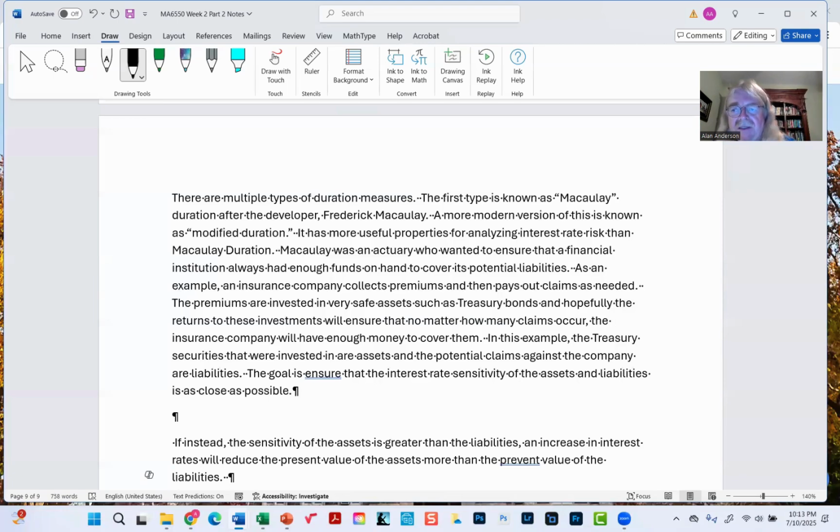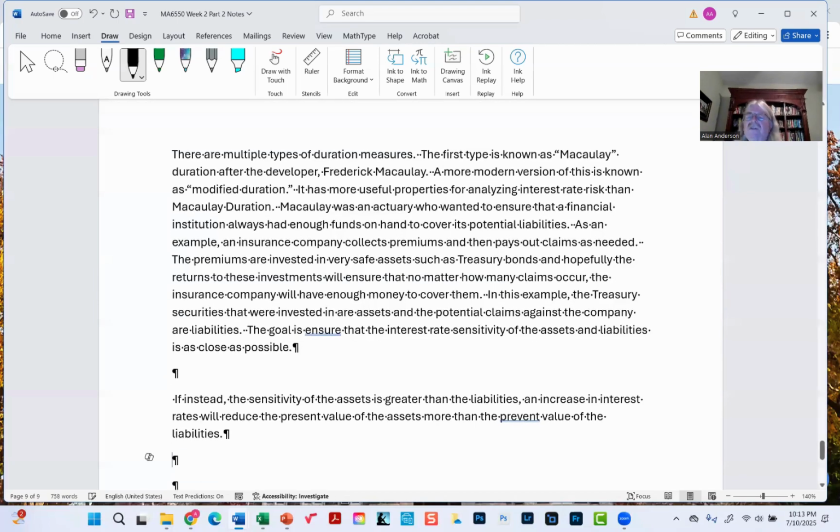So Macaulay's idea was to make sure that we have a way of determining if there's an imbalance in the sensitivities of our assets and liabilities, because if there is, we have to do something about it. Because before he came along, there was really no way of saying, listen, these assets are more likely to be affected by interest rates than these liabilities. There is no way of directly measuring them. So his measure turned out to be hugely important. And of course, this is why it was named after him.